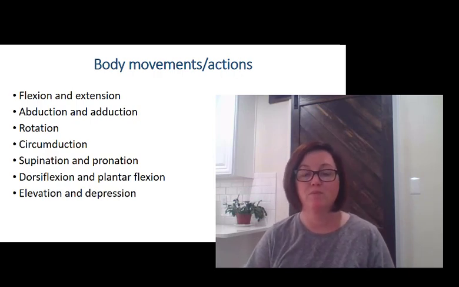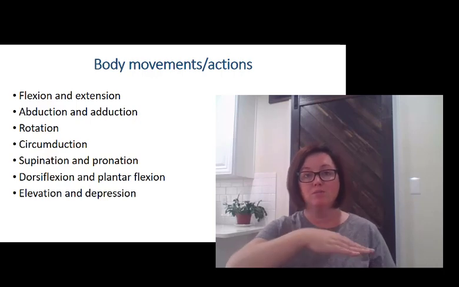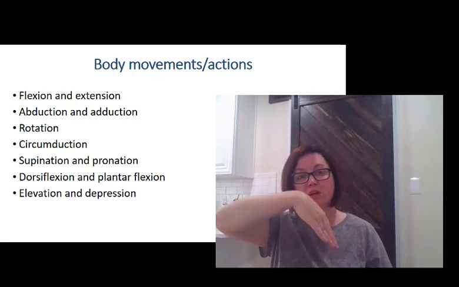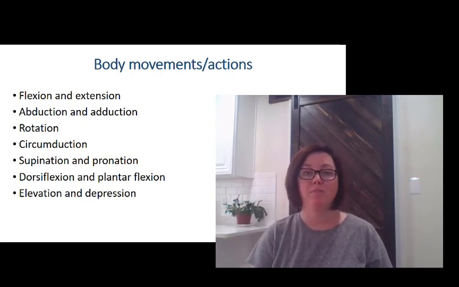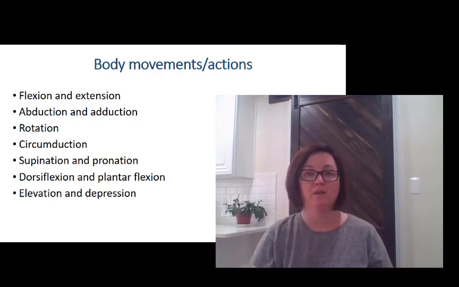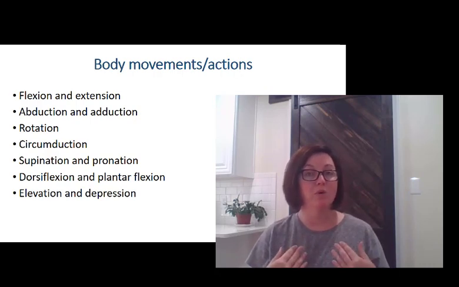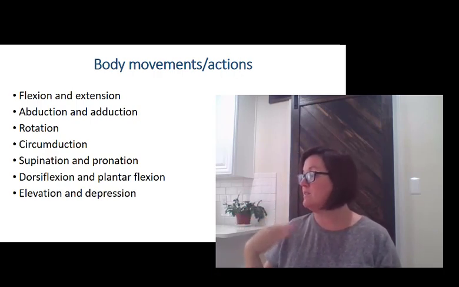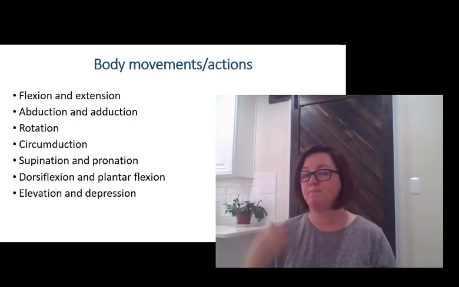Dorsiflexion and plantar flexion are movements that occur at your ankle, right? So when your heel comes up and your toes go down, that's plantar flexion. You're planting your toes in the ground and your heel comes up. Dorsiflexion is the opposite action. Your heel comes down and your toes come up towards the front of your lower leg. And then we have elevation and depression. Elevation and depression are just movements that go inferior or superior, like when you lower your mandible or raise your mandible. So lowering the mandible would be depression, and raising it back up would be elevation.